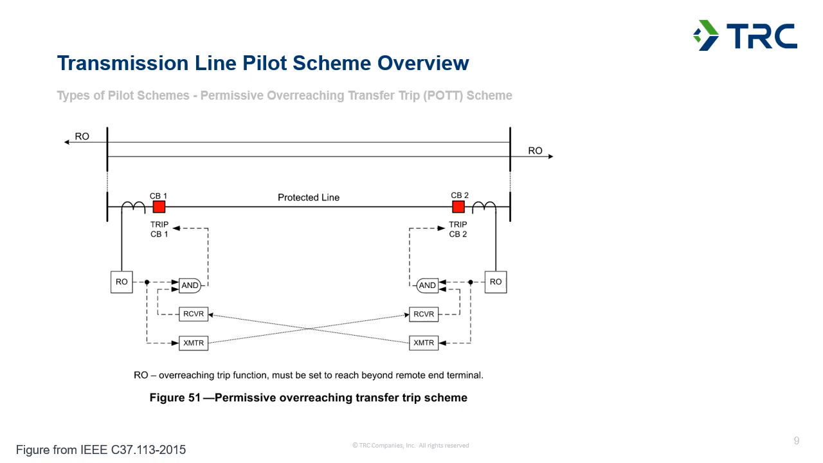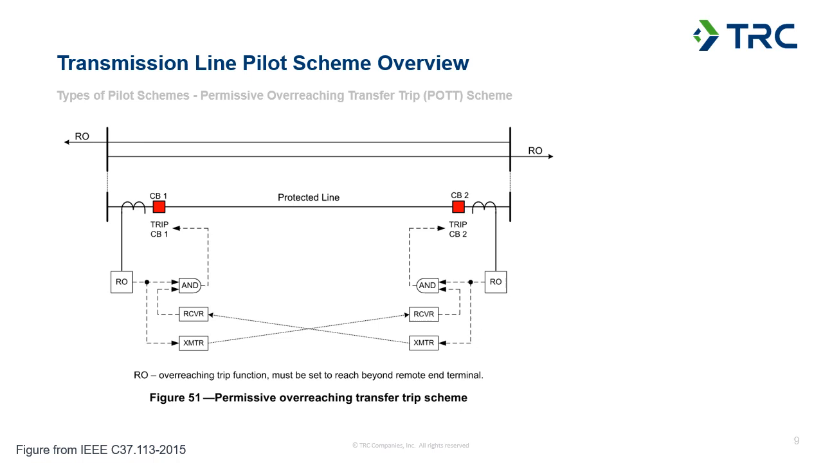So basically, the simple POTT, or permissive overreaching transfer trip scheme like this, uses overreaching protection elements, and this would be a combination of phase and ground distance elements, or directional ground overcurrent elements that look onto the protected line from either terminal. So you can see we've got the two overreaching reaches here. Those are your relay overreaching zone. You can see they look past the end of the remote terminal, and they're looking in the forward direction onto the protected line.